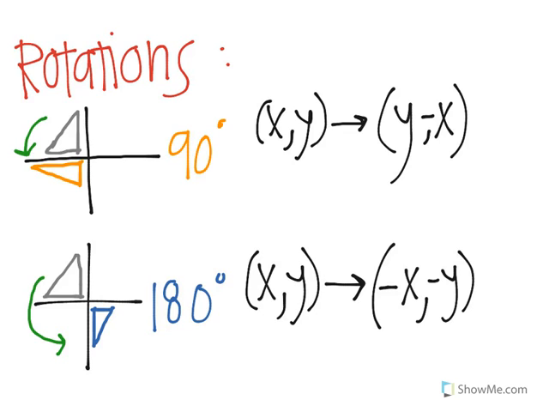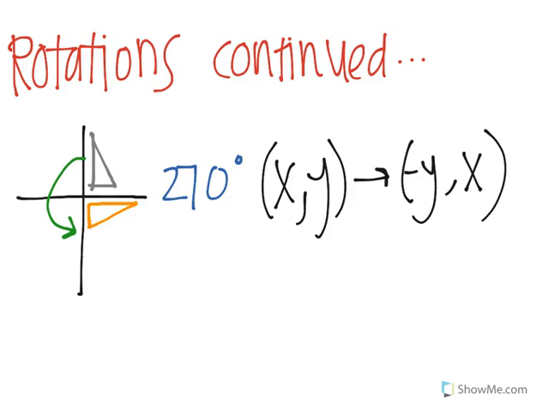For rotations, if you want to do 90 degrees, you do (x, y) to (y, −x). And if you want to do 180 degrees, you do (x, y) to (−x, −y). For the last rotation, 270 degrees, you do (x, y) to (−y, x).